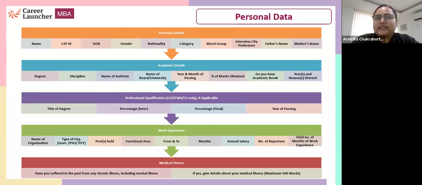We start with the personal details. They'll ask about name, CAT ID, date of birth, gender. This is all in the form. They just want to get that reassurance that despite the fact that you have filled all these things in your CAT form, the same thing remains here. Okay, this will be everywhere. For admission, they will stack up all the data beforehand and get it verified. Okay. Nationality, category, blood group, and all these things, mother's name, father's name, and interview city preference.